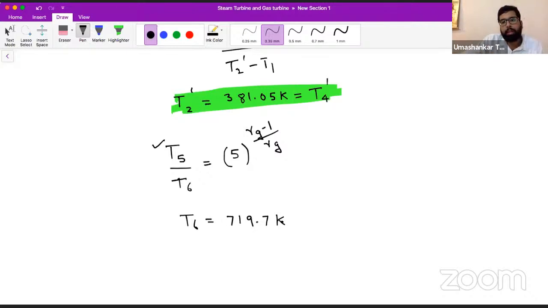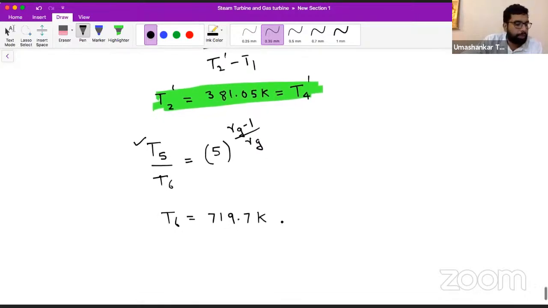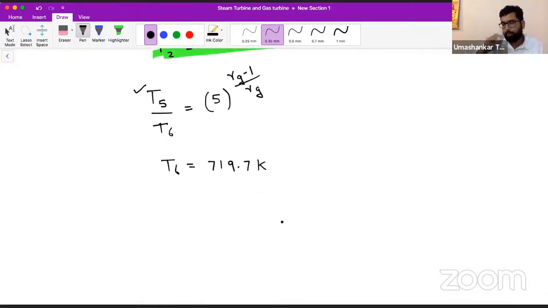719.7 Kelvin. Is that okay? Please check and tell me. This is coming out to be 719.7 Kelvin if you put gamma G is equal to 1.33. Remember this, you have to put gamma G is equal to 1.33 as given in the question.